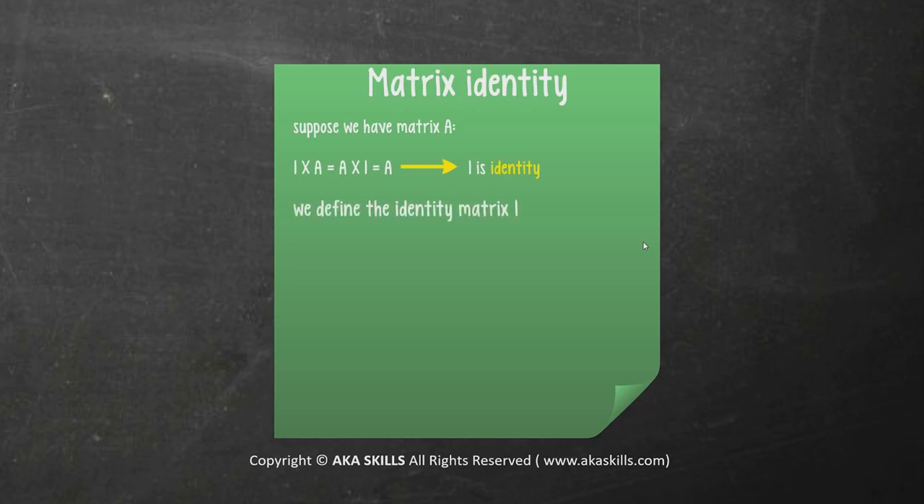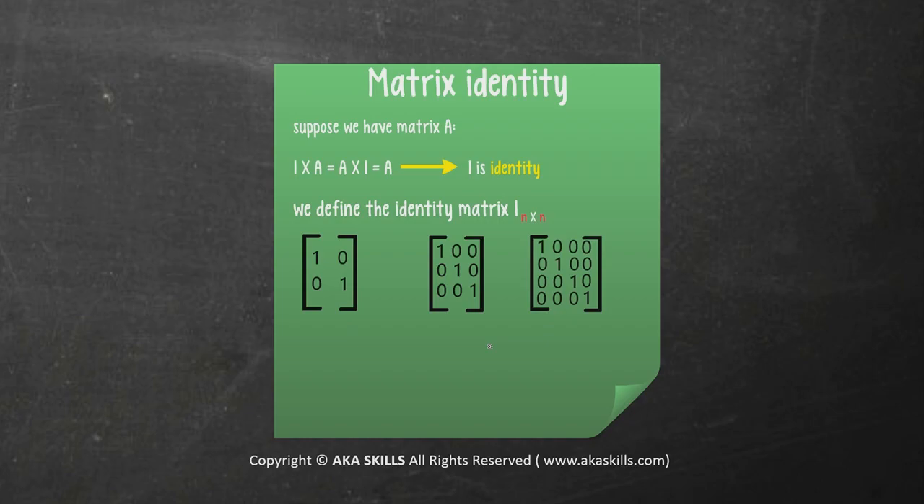So let's define what an identity matrix I is. The identity matrix I is an n by n matrix. That means it's a square matrix, as I pointed out previously. So this is a 2 by 2 matrix where the diagonal is 1. Let's see another example. This is also an identity matrix where the diagonal is ones and the rest is zeros. So that's the third example. The diagonal is 1 and the rest are zeros.